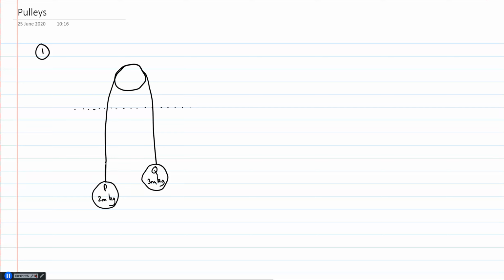And we've got tension in the string. So tension acts this way, and this way, and this way, and this way in the string. We are told that the string is taut, so it's all nice and tight, and the pulley is smooth and fixed. That means the pulley's not going to move, and because it's smooth, there are no frictional forces on the pulley for the string. The system is released from rest. Write down an equation for the motion of P and the motion of Q.